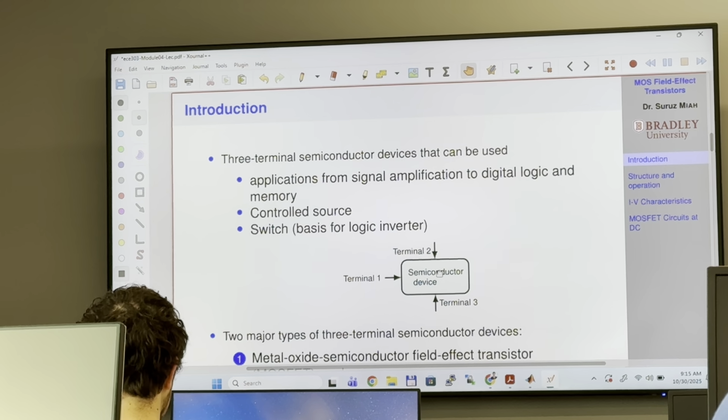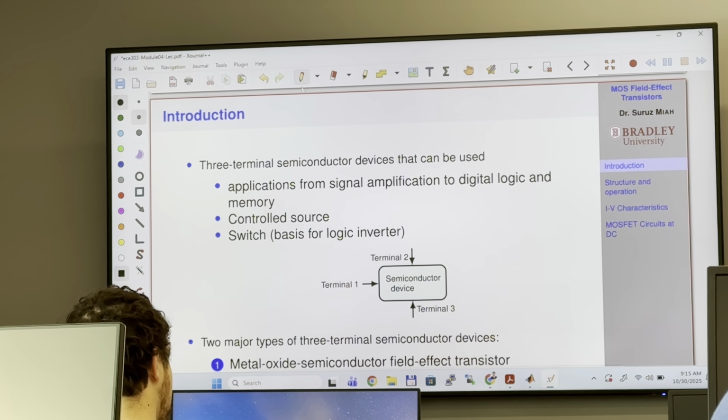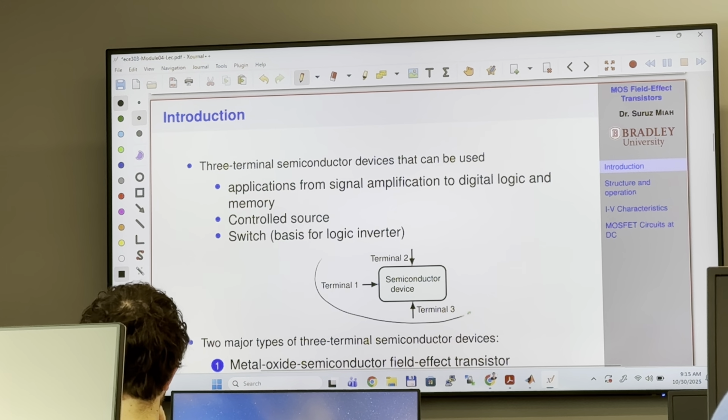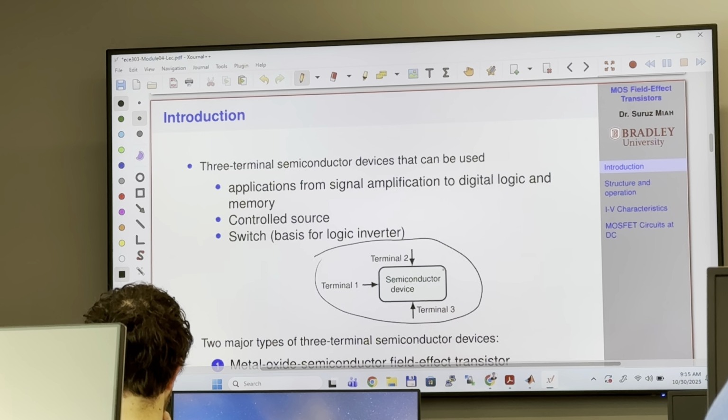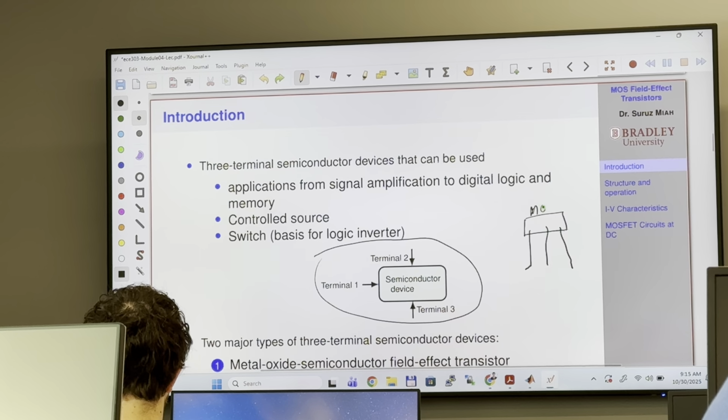Introduction. These metal oxide semiconductor field effect transistors are three-terminal devices, three-terminal semiconductor devices. Terminal 1, terminal 2, terminal 3. They look like this. So you have 3 legs, the MOSFET that you will be working with. They look like this. So you have something to hold and you have 3 legs.